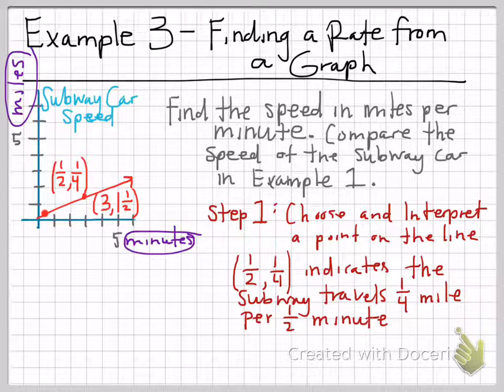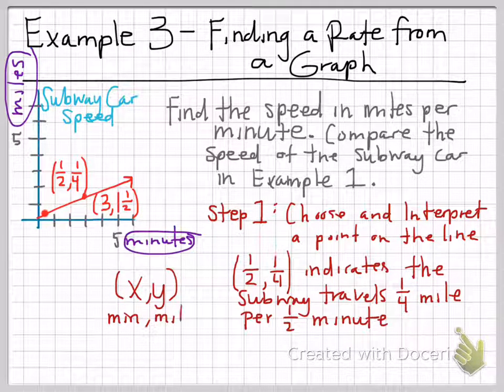Because again, the coordinates go x, y. So if we know that x is minutes, then we know that y is miles. You need to really pause at step 1 and know what your point is telling you. It's saying you can travel 1/4 mile per 1/2 minute, every 30 seconds. So we just have one more step. Go ahead and write that down.